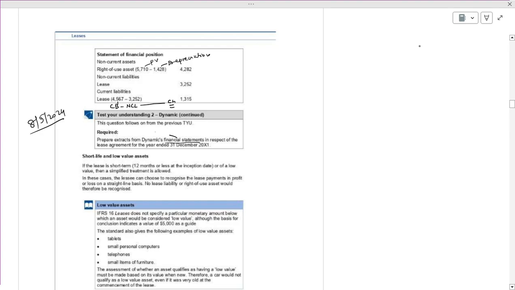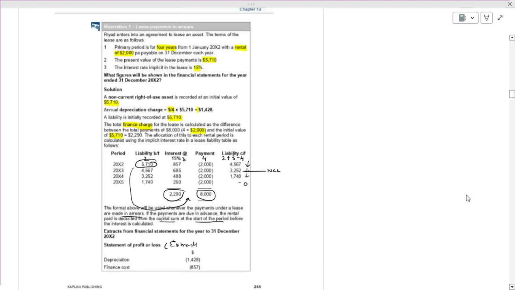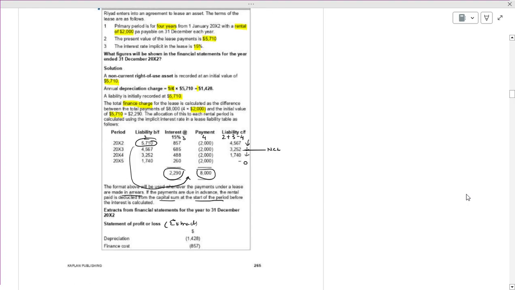We have to do it with respect to the profit and loss account, and with respect to the statement of financial position. When we are talking about the statement of financial position, the first one is what we have done in the previous case. In the previous case we calculated only the present value, the liability that has been recorded.